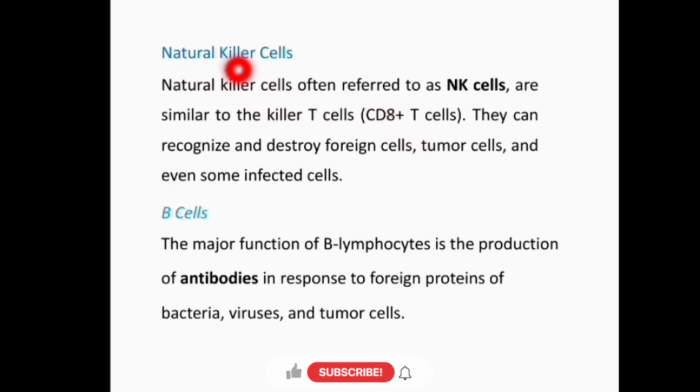Coming to the natural killer cells. Natural killer cells, often referred to as NK cells, are similar to killer T cells. They can recognize and destroy foreign cells, tumor cells, and even some infected cells. And B cell. The major function of B lymphocytes is production of antibodies in response to foreign proteins of bacteria, virus, and tumor.